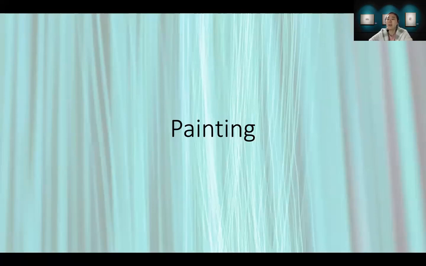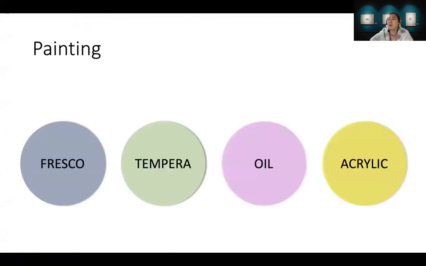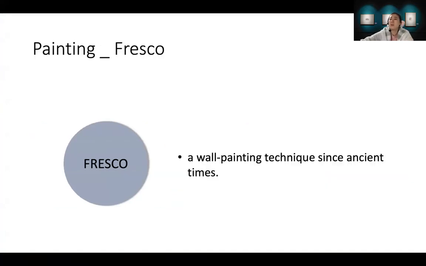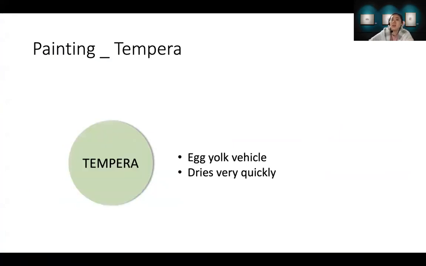Now let's move on to the painting. In this chapter, we learned 4 painting styles, the traditional way: fresco, tempera, oil, acrylic. So fresco is a wall painting technique since ancient time, with the plaster support. And the tempera. Tempera's vehicle is egg yolk, and it dries very quickly.